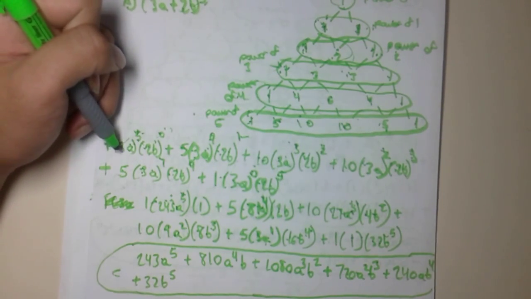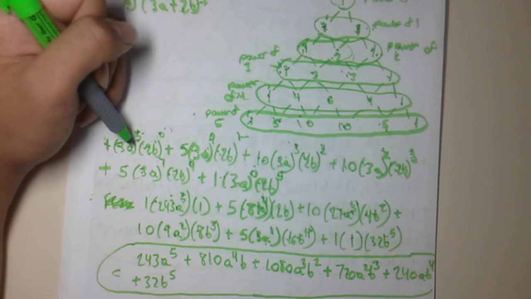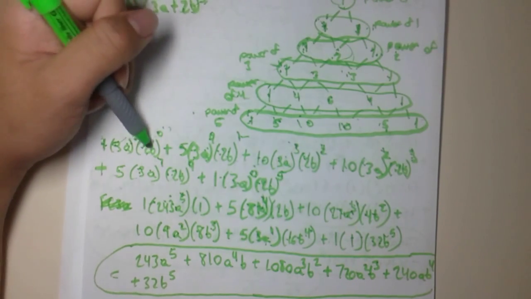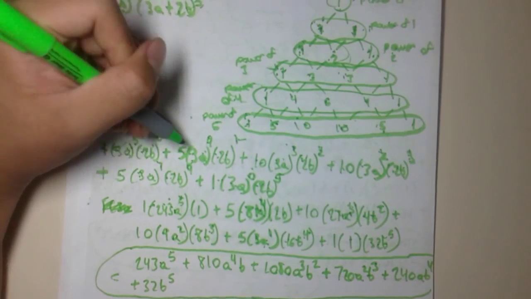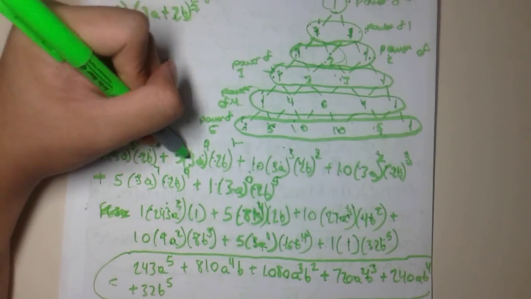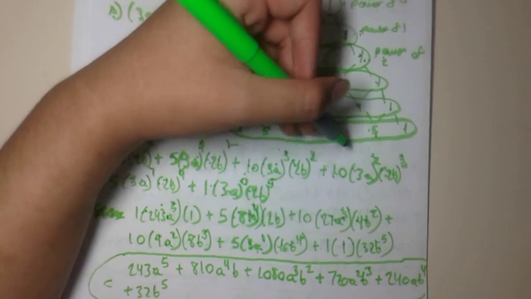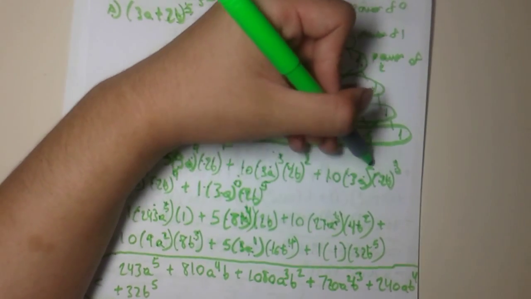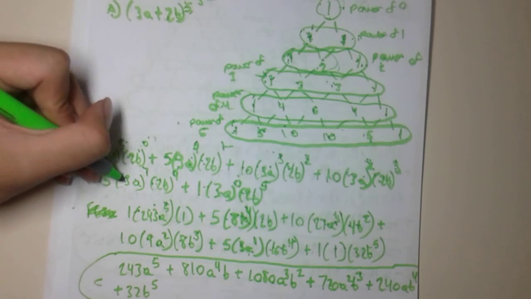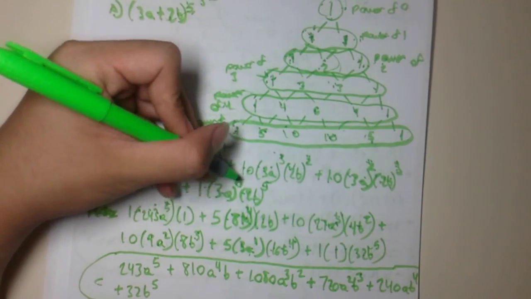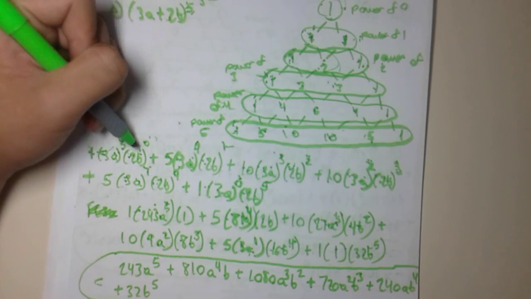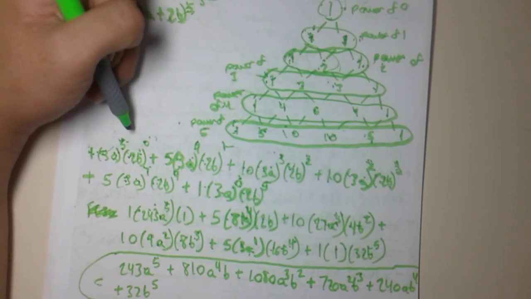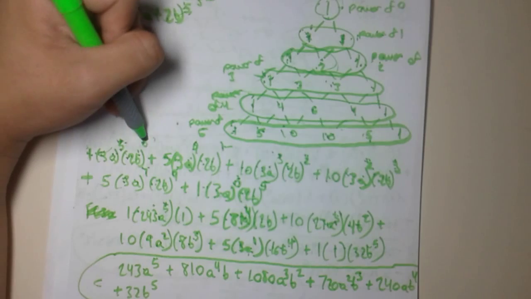After each coefficient, the first term's highest power is decreased by 1. So 3a to the power of 5, 3a to the power of 4, 3a to the power of 3, 3a to the power of 2, 3a to the power of 1, 3a to the power of 0. And the second term starts with the lowest power of 0.